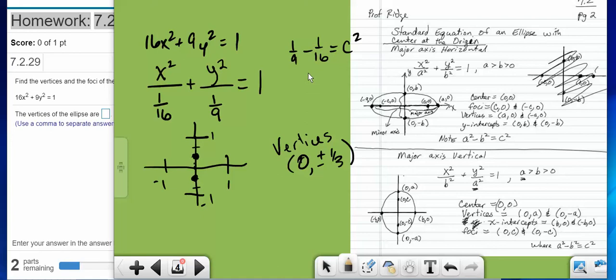So that's 7 over 144, and then you square root that, you square root the top, square root the bottom. Which is about 0.22.